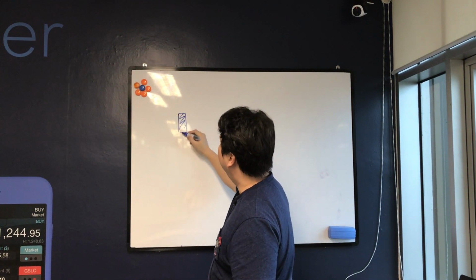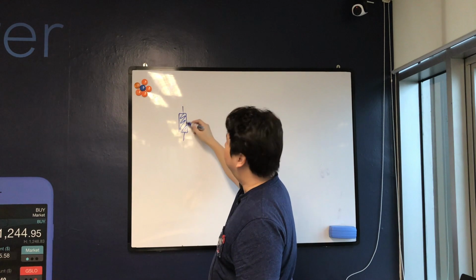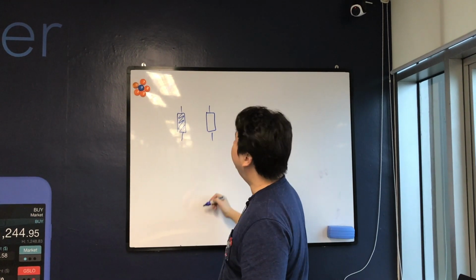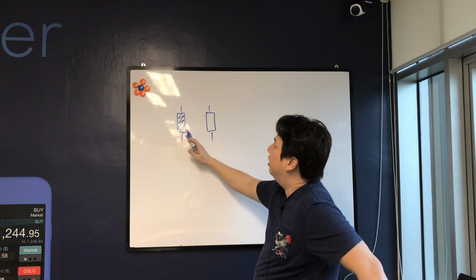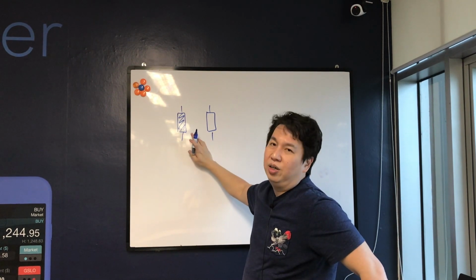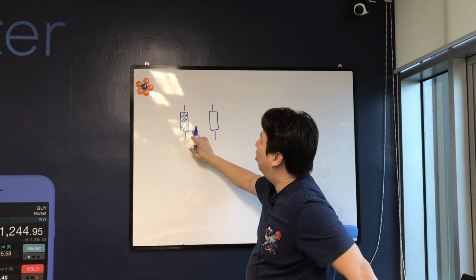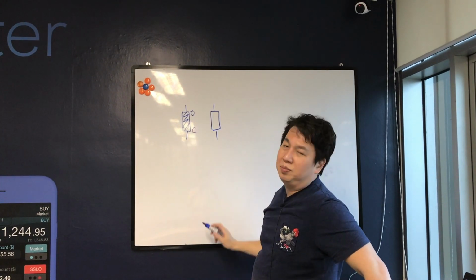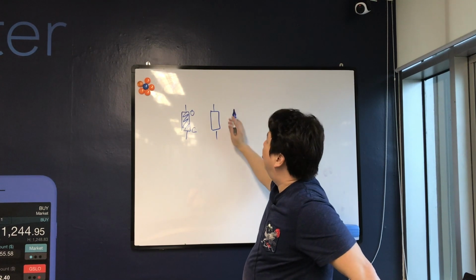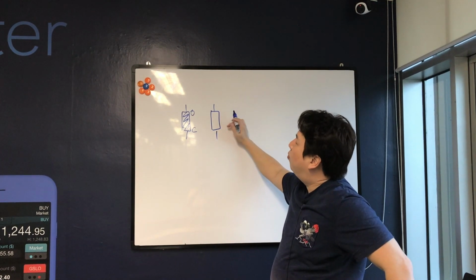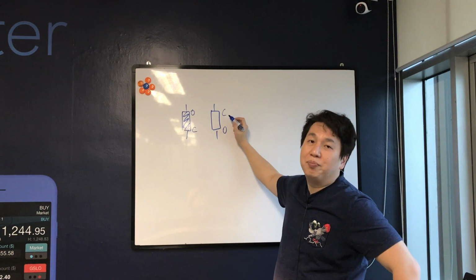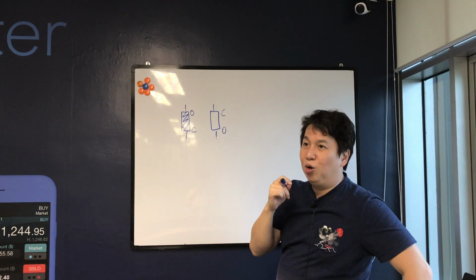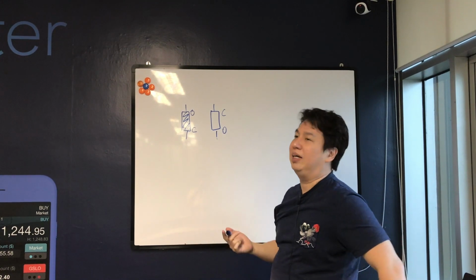We have the solid candlestick and the hollow candlestick. I think a lot of people know this already. The difference between the solid candlestick and the hollow candlestick is the opening and closing price. For solid candlesticks, the open is on top and the close is below, and for the hollow candlestick, the open is below and the close is on top.